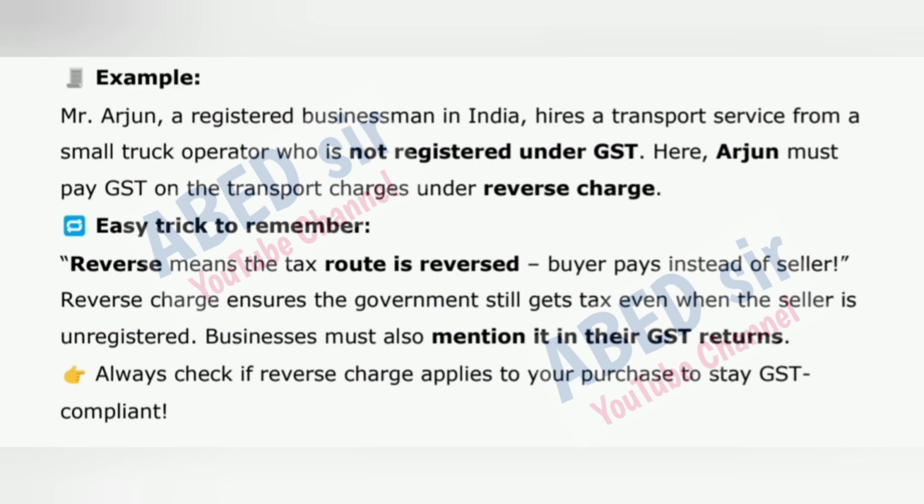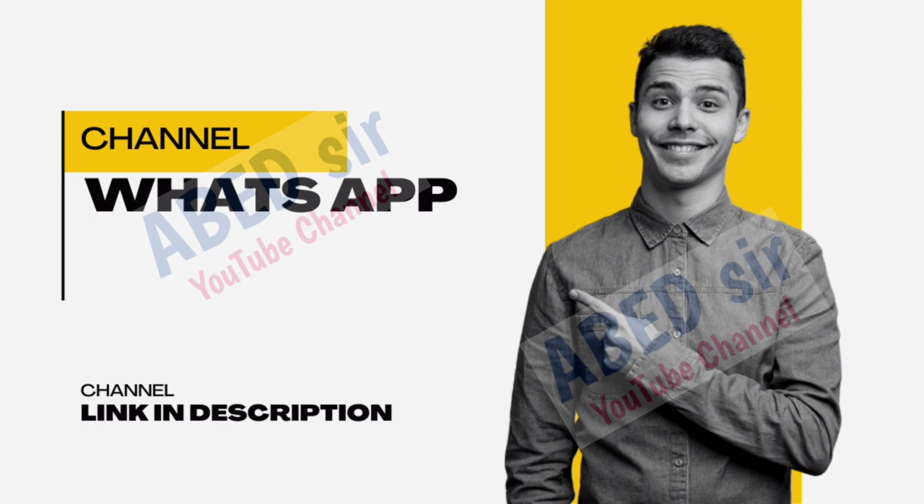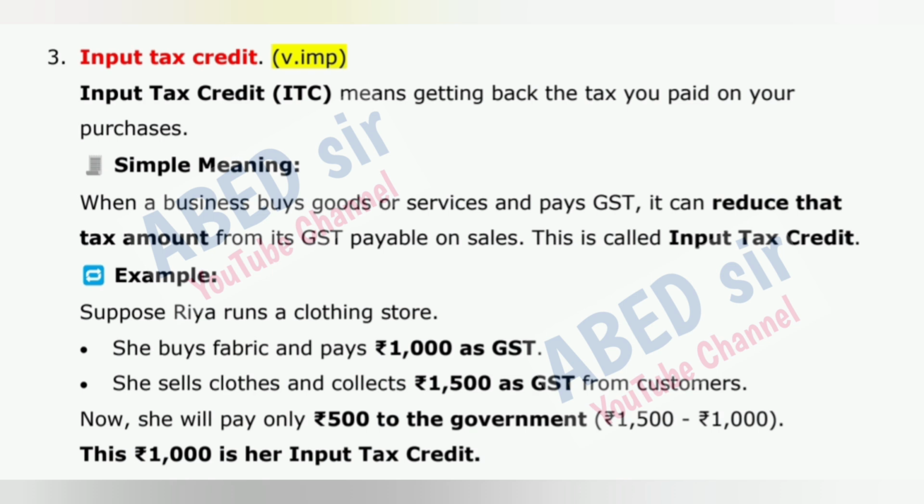Next important short question is 3. Input tax credit. Input tax credit, ITC, means getting back the tax you paid on your purchases. Simple meaning: when a business buys goods or services and pays GST, it can reduce that tax amount from its GST payable on sales. This is called input tax credit.